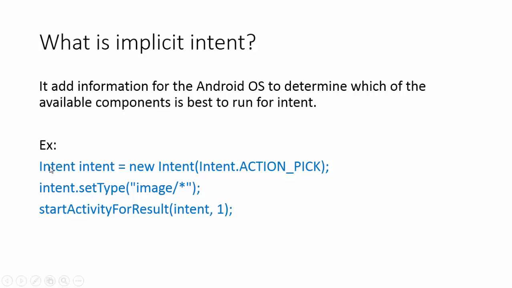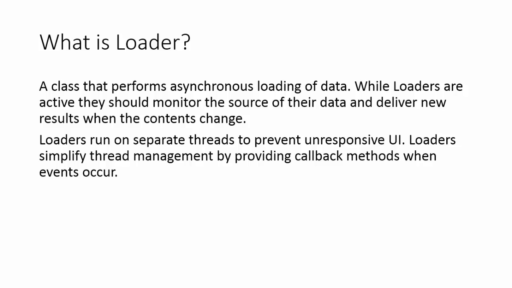Suppose this is the example: Intent, new Intent, action pick, and we define the type as image slash star, which means all images, JPG and PNG and GIF, are mentioned here, and startActivityForResult with the intent. This is the request code. So the OS will show us all the applications you can pick an image from, gallery or photos. This is implicit intent.